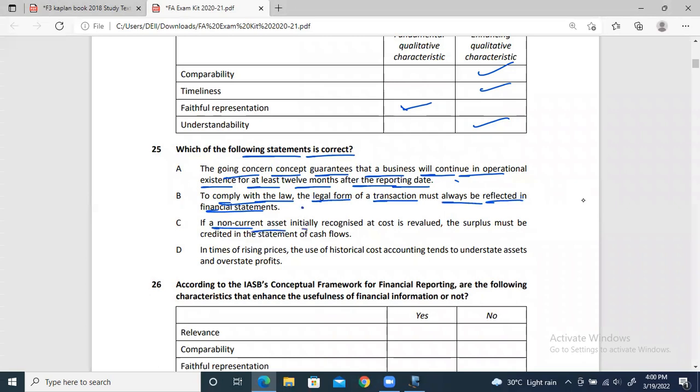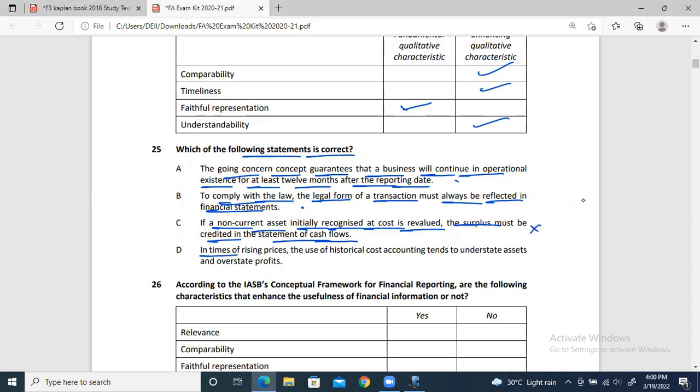If a non-current asset is initially recorded at cost, is revalued, the surplus must be credited in the cash flows. No, in the cash flow it's not entered because I told you it's an unrealized concept, right? So cash is not realized until we sell the asset. So cash flow does not contain anything which is non-cash. So option C is certainly wrong.